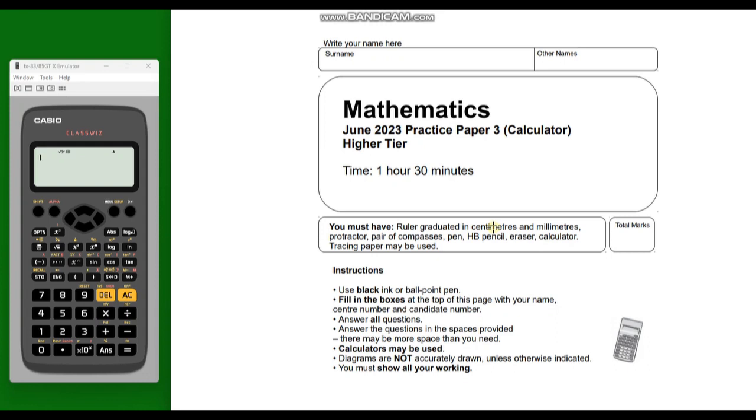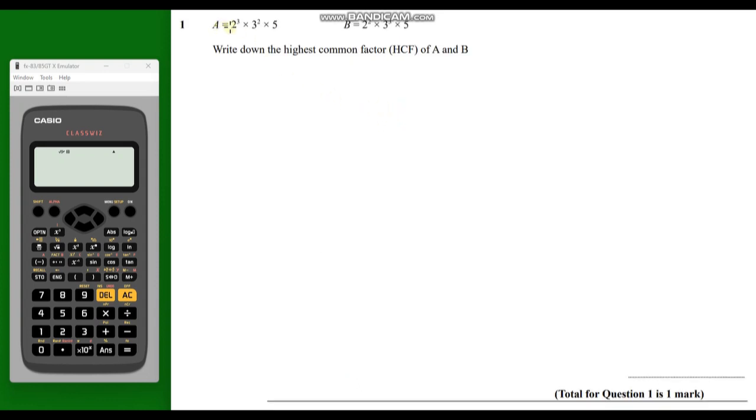So with all that out of the way, I think we better get started. So let's get cracking. Question 1, we've got A, which is 2 cubed multiplied by 3 squared multiplied by 5, and B, which is 2 squared multiplied by 3 cubed multiplied by 5. Write down the highest common factor of A and B.